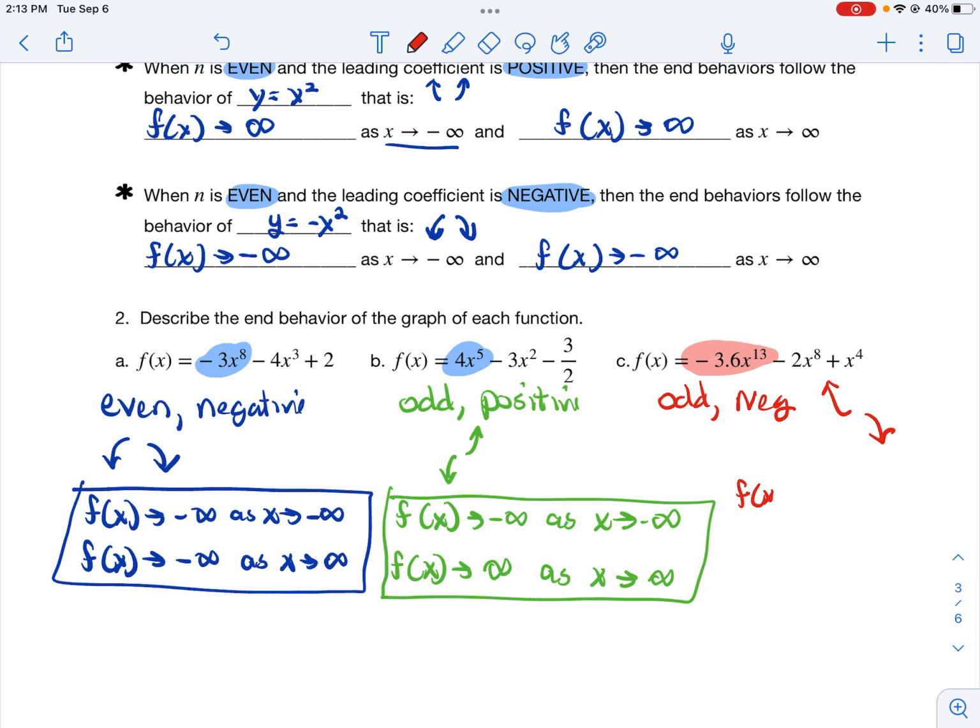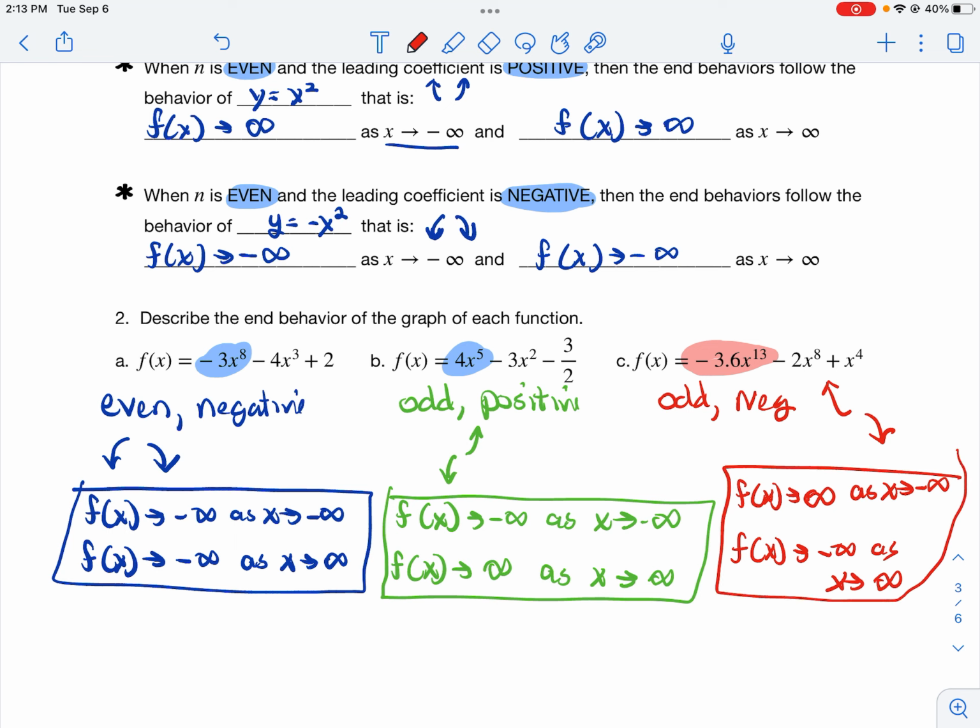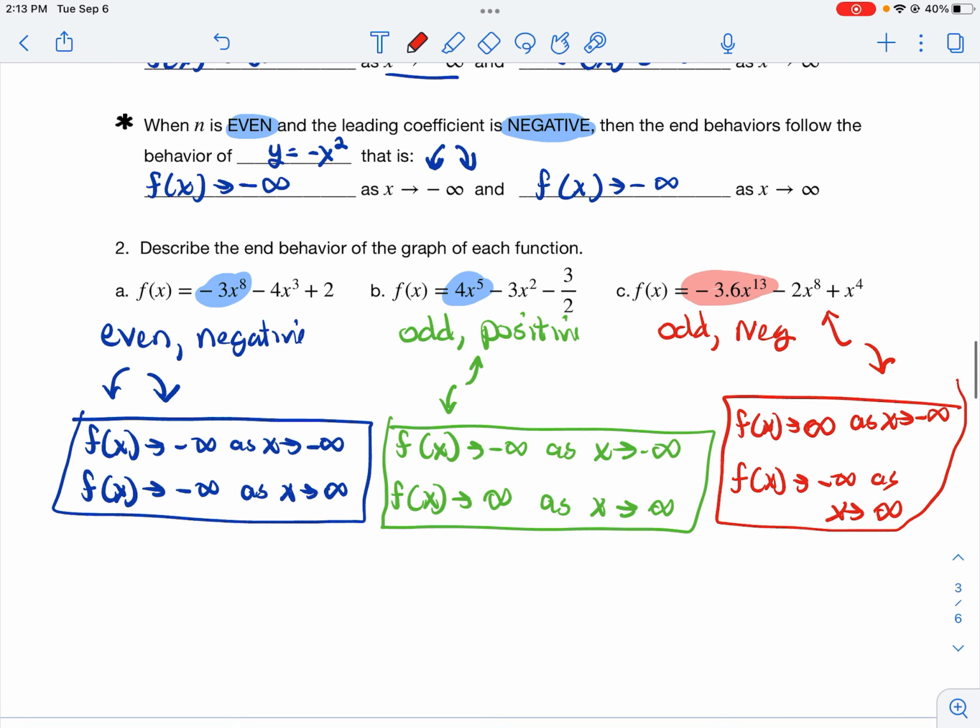So I'd say f of x is going toward infinity as x goes toward negative infinity. And for the right end, f of x is going down, so it's negative infinity, as x is going to infinity. So that would be my end behavior for this graph. So that's called the leading coefficient test and tells us what's happening at the very extremes of our graphs.